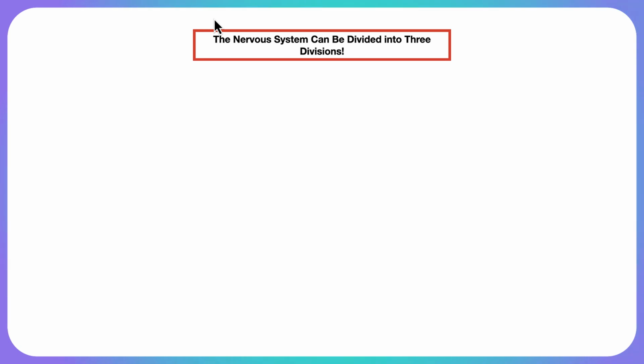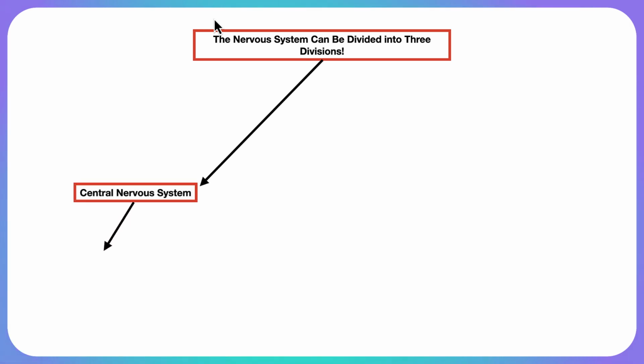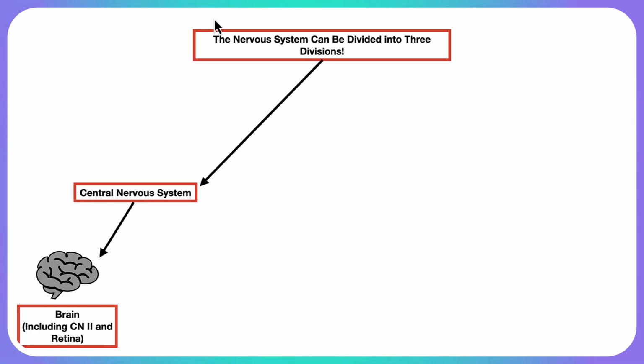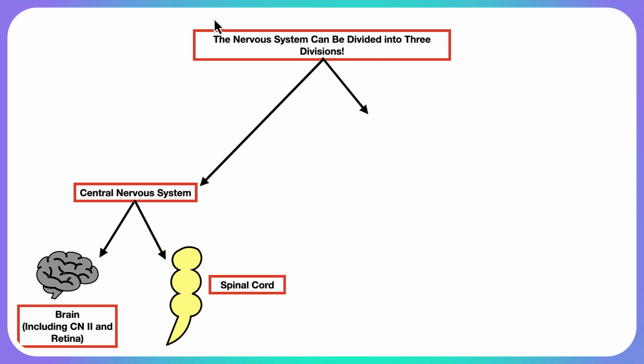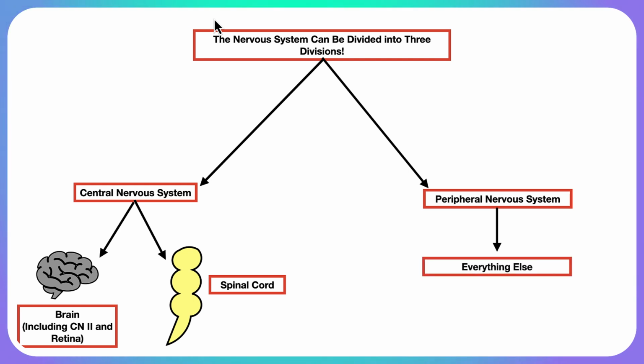The nervous system can be divided into three different subdivisions. The first subdivision is the central nervous system, and this is comprised of the brain, spinal cord, as well as cranial nerve number 2 and the retina. The second subdivision is the peripheral nervous system, and this basically encompasses everything else. We're going to talk about the peripheral nervous system in more detail in a little bit.